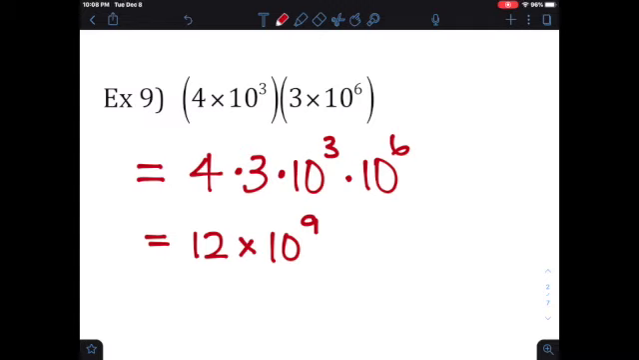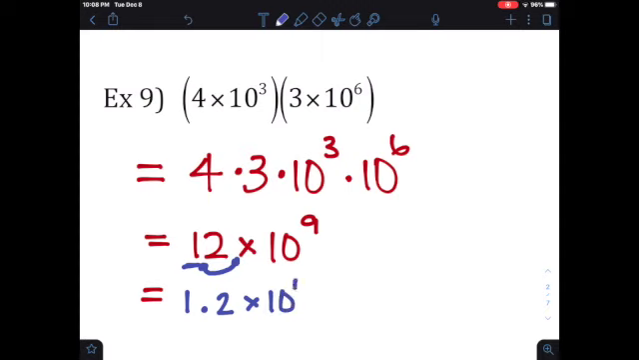To write this in scientific notation, you need to know the decimal is right here. To put it in scientific notation form, you have to make sure you move the decimal so there is 1 digit to the left of the decimal. So I'm moving my decimal 1 place, so that becomes 1.2 times 10 to the first power.